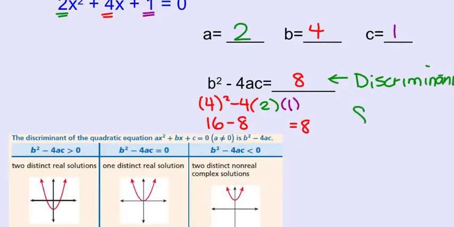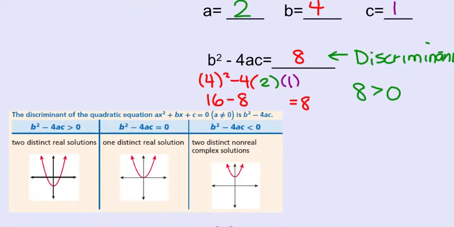Since our discriminant is greater than 0, that's this first one here, we're going to have two distinct real solutions. We're going to have two x-intercepts.